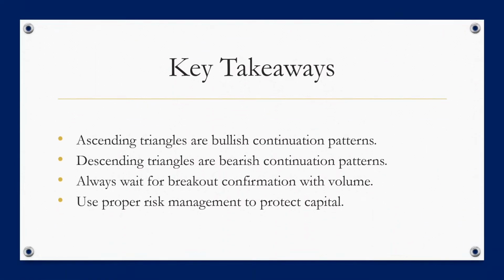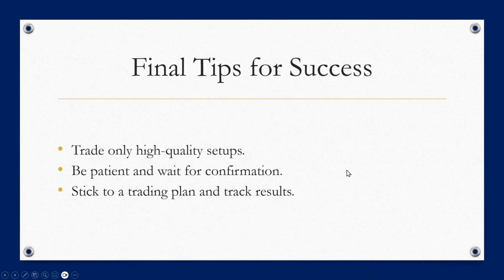Ascending triangle signals are bullish breakouts. Descending triangle signals bearish breakdowns. Always wait for confirmation, use proper risk management, and stay disciplined in your approach. Okay?